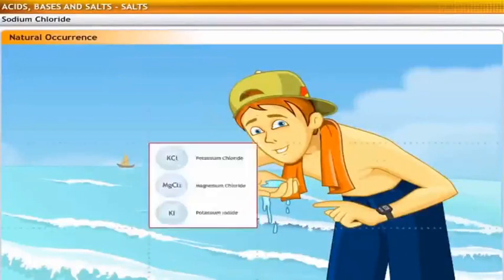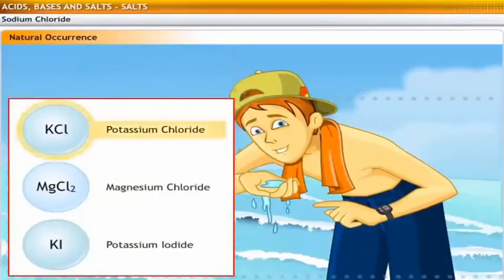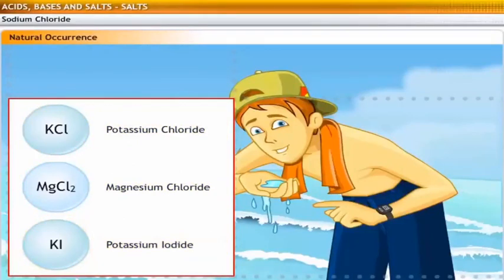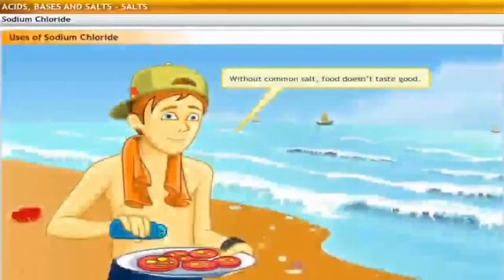Seawater contains many dissolved salts like chloride of potassium, magnesium, iodides of potassium, etc. Although the most abundant sea salt is sodium chloride or common salt, sodium chloride is obtained from seawater by the process of evaporation. Without common salt, food doesn't taste good.